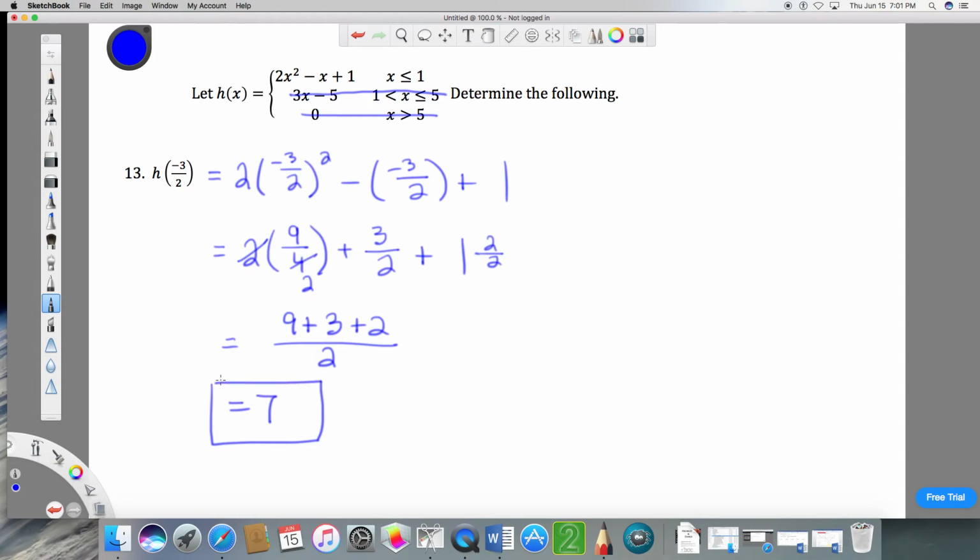Let me know if I've done any of my arithmetic wrong, and I can come in and edit the video to try and help other people out. The main idea to take away from this problem is which equation do I use under what circumstances. Let me know if you have any questions.